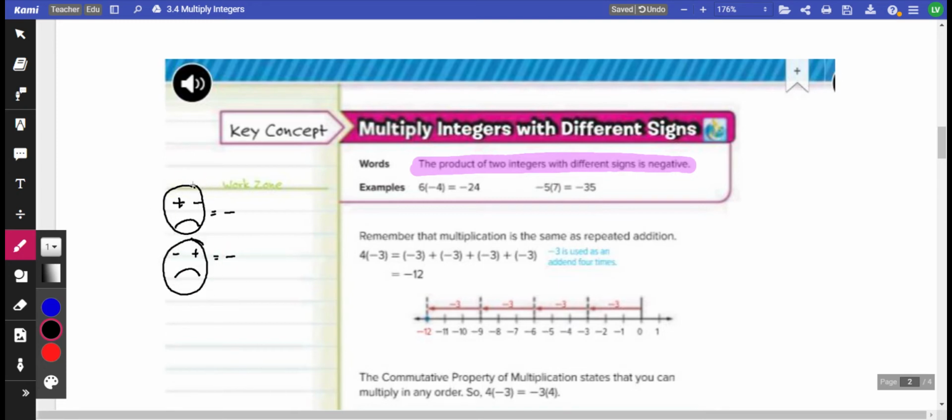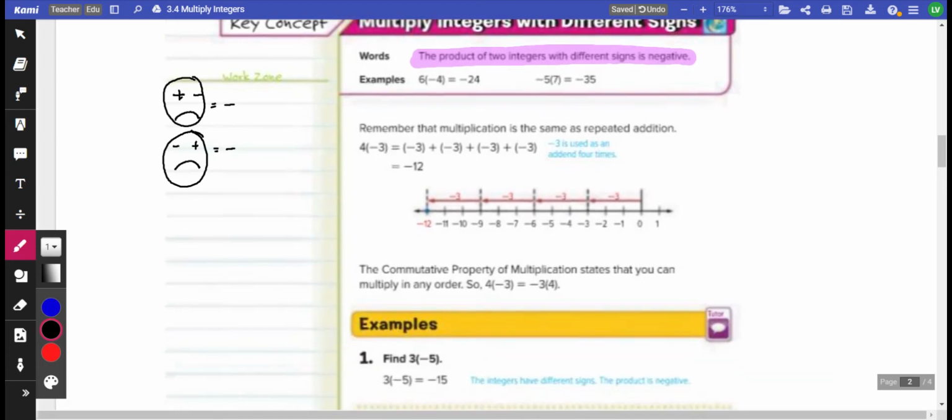Here's your little people. So remember that multiplication is the same as repeated addition. So 4 times -3 is the same thing as saying -3 plus -3 plus -3 plus -3, which equals -12. So the commutative property of multiplication states that you can multiply in any order. So 4 times -3 is the same thing as saying -3 times 4.